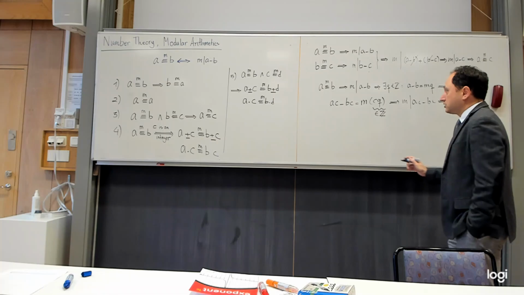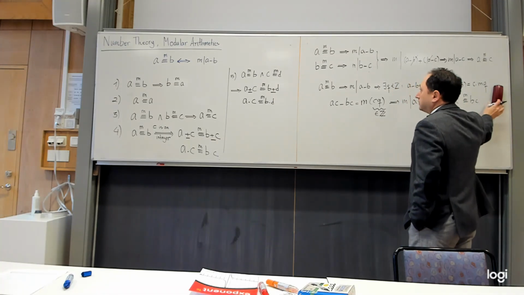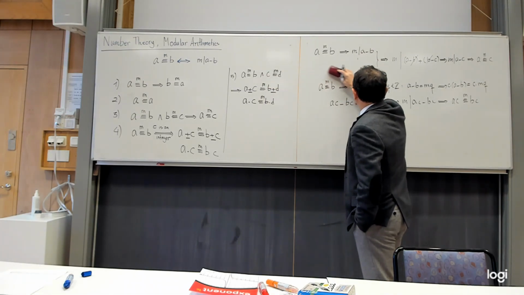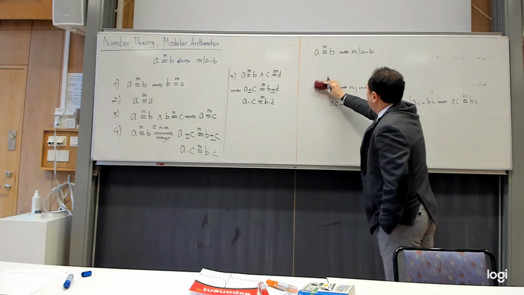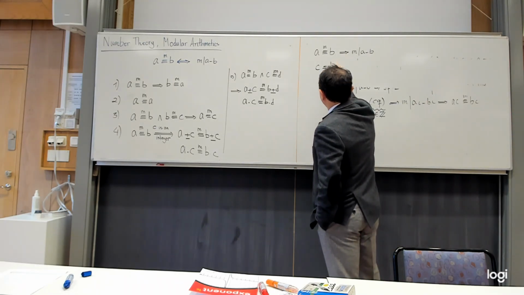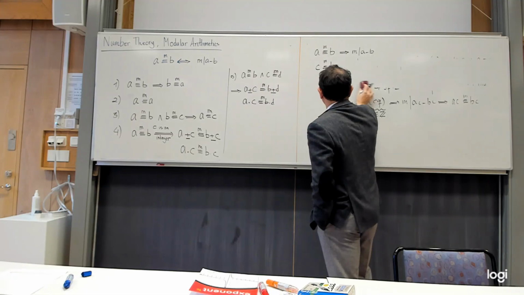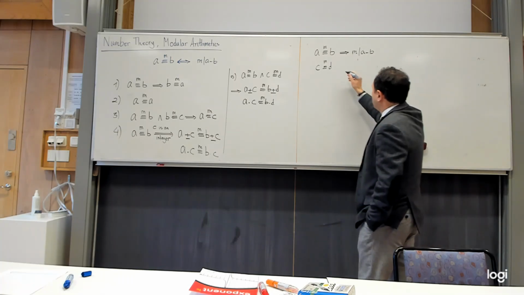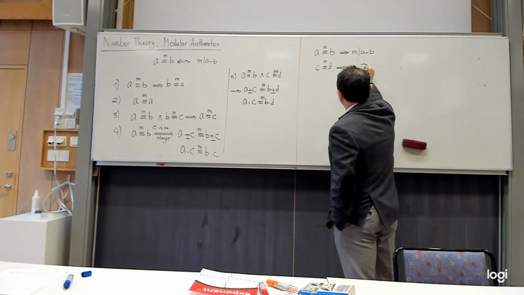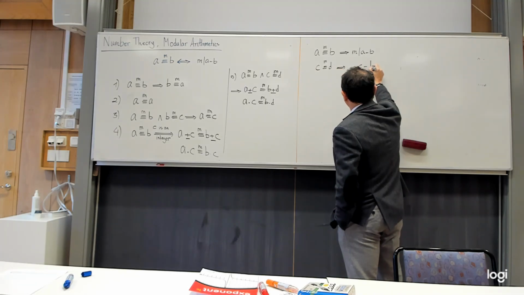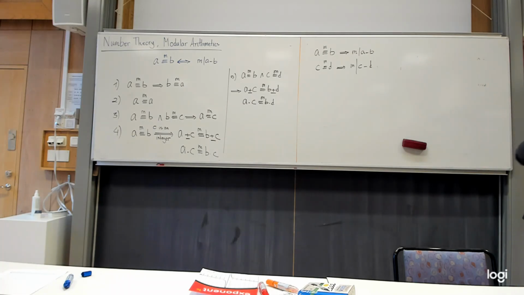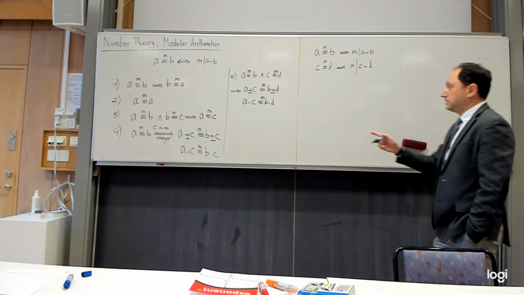I can write here. So you are telling me that A is congruent to B, so that is the meaning. You are telling me also that C is congruent to D. I have to translate that one as well. So what does it mean? It means that the number on the left minus the number on the right is divisible by M. Okay, now I want to ask your opinion about that. What do you think I should do to prove that this is indeed the case?